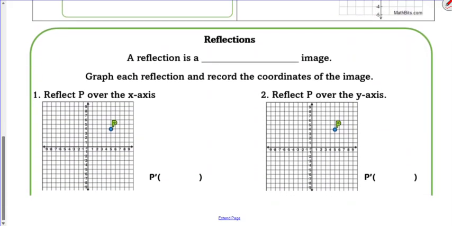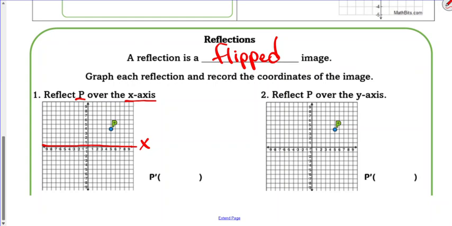So a reflection is a flipped image. You can also say it's a mirror image. It looks exactly the same. It's just going to be on the opposite side of a line that we're flipping over. So here we're talking about reflecting P over the x-axis. So the first thing I would always do is highlight what we're going to flip over. It's this line. That's our x-axis. So P is going to reflect over that line.